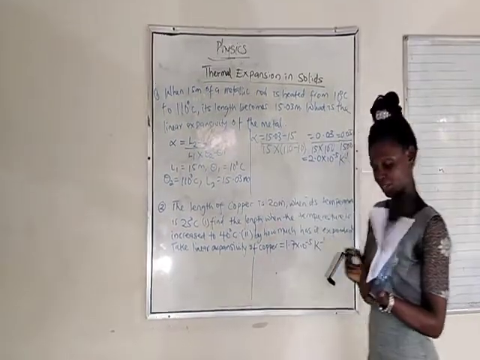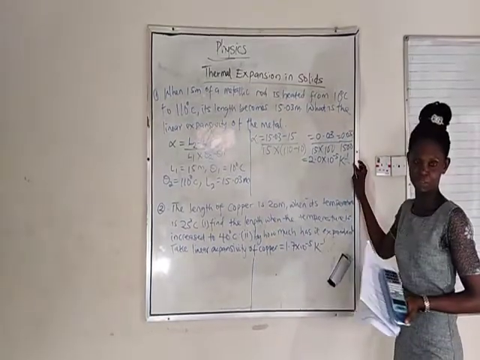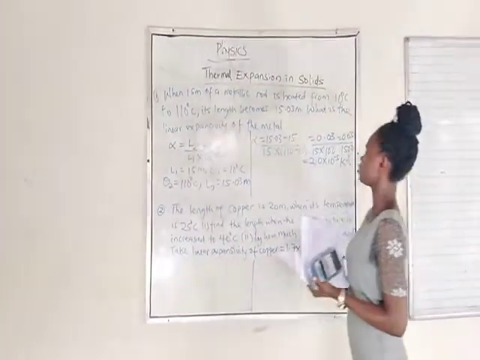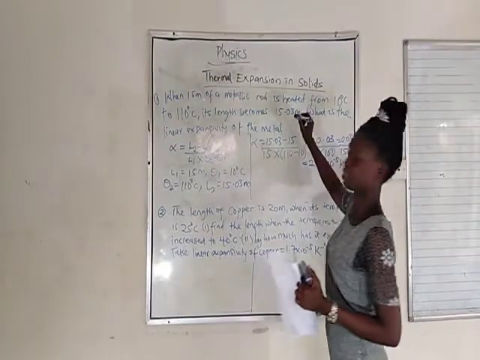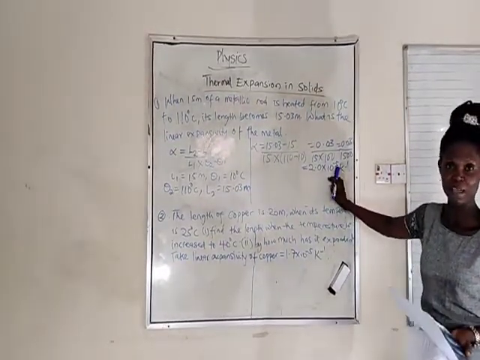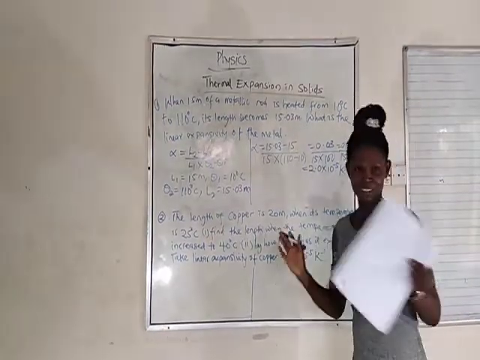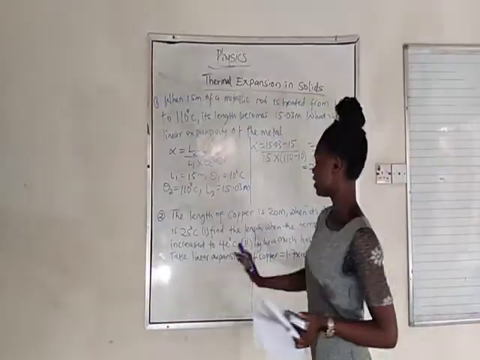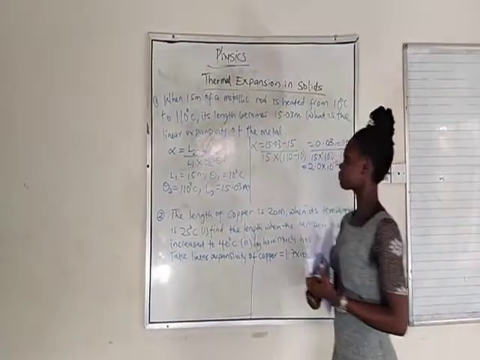The unit of expansivity is per Kelvin. Please take note of that. So we've been able to determine the expansivity of this metal to be 2.0 times 10 raised to the power minus 5 per Kelvin. That's simple. So we'll be going to the second question.